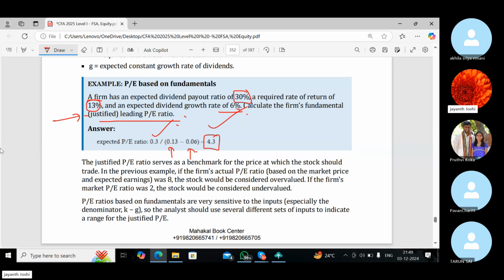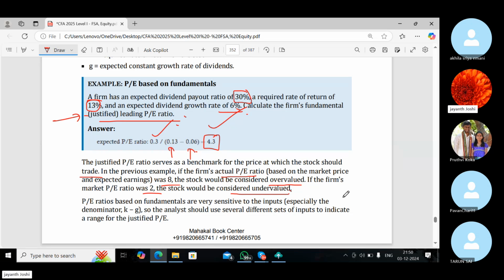So the justified PE ratio serves as a benchmark for the price at which the stock should trade. Okay, we have also seen the concept in the previous session, whereby we were looking at how to find out the intrinsic value of a stock, and then we were checking the undervaluation or overvaluation of the stock in the market, and based upon that we were taking our decision whether to go for short selling or whether to go for buying the stock. So in the previous example, if the firm's actual PE ratio was 8, then the stock would be considered overvalued. If the firm's market PE ratio was 2, the stock would be considered undervalued.